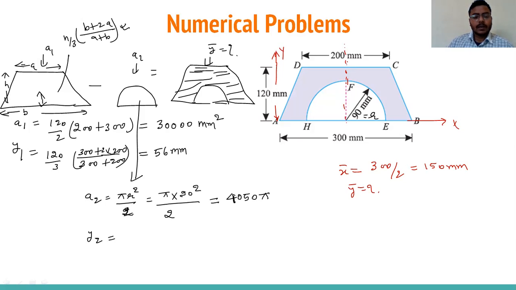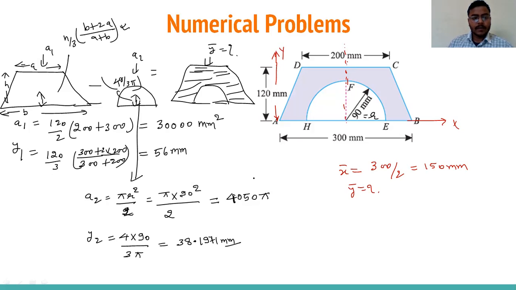Okay, now y bar. What is y2 in this case? The axis is the same; you have to calculate from the x-axis. So this distance we know is 4r by 3 pi, and r is given as 90 mm. So it will be 4 into 90 divided by 3 into pi. It will come to 38.1971 mm.